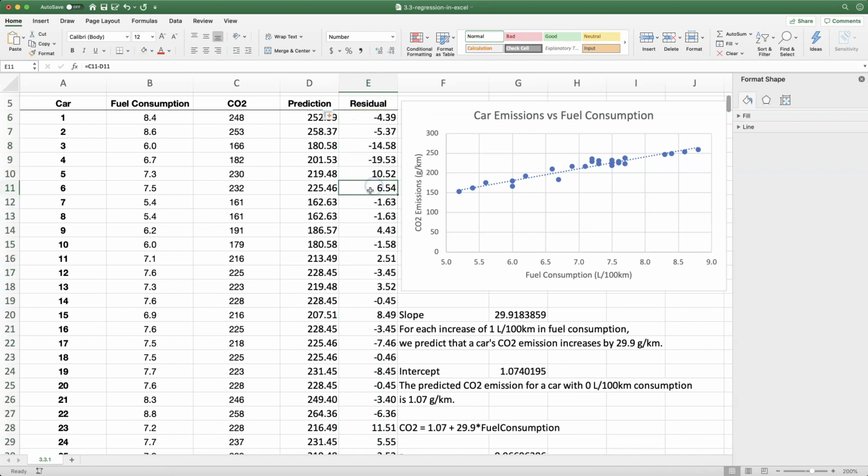Notice that a positive residual, such as in car 6, means that the car had a higher CO2 emissions than predicted, 232 versus 225. So the linear regression model tells us for each car what its predicted CO2 is and how far off that prediction was from reality. Simple linear regression is a useful and widely applied method of modeling and forecasting. Using Excel to do a regression analysis is made simple using Excel's built-in functionality.